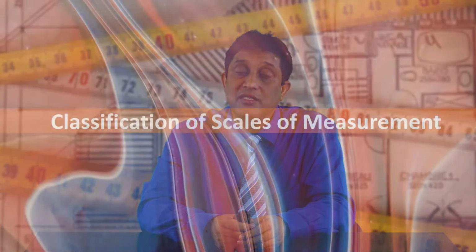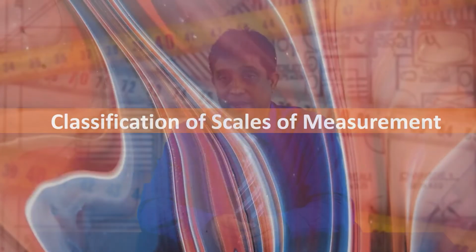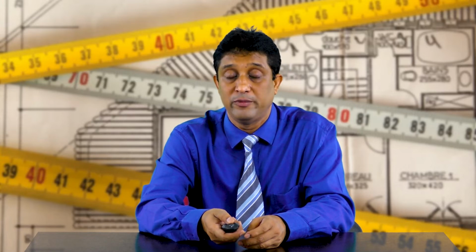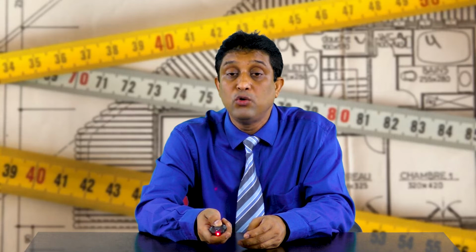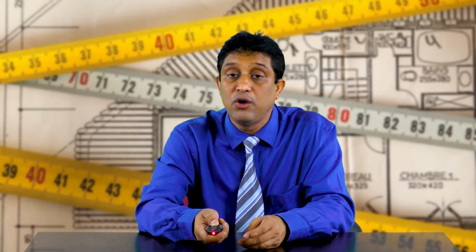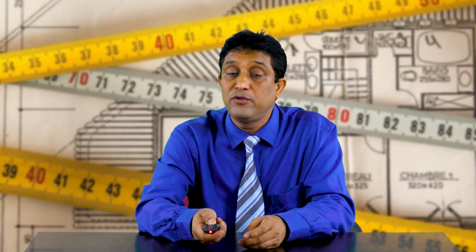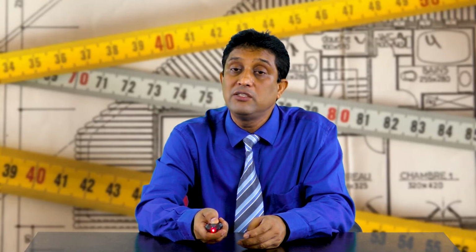So friends, our second learning outcome is the classification of scales of measurement. So far as scales of measurement are concerned, there are 4 classifications or types. First is the nominal scale, which is the lowest order scale. Then second is the ordinal scale, third is the interval scale, and the fourth is the ratio scale.